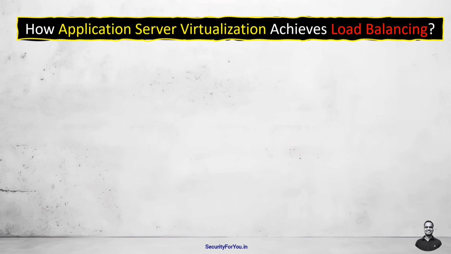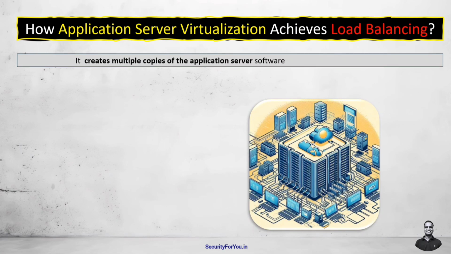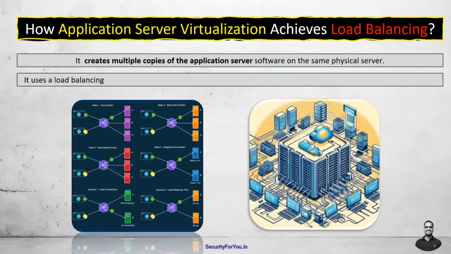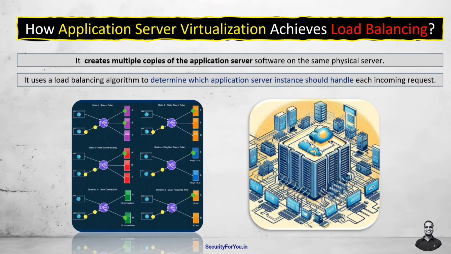How application server virtualization achieves load balancing. Application server virtualization creates multiple copies of the application server software on the same physical server and uses a load balancing algorithm to determine which application server instance should handle each incoming request.